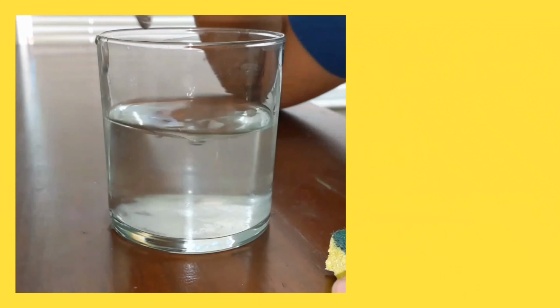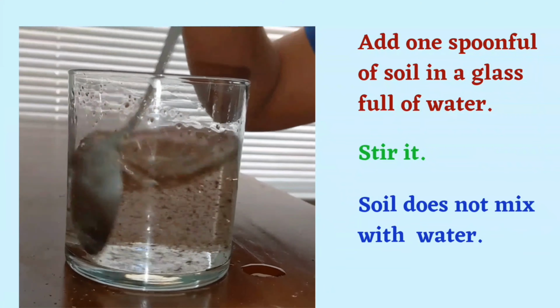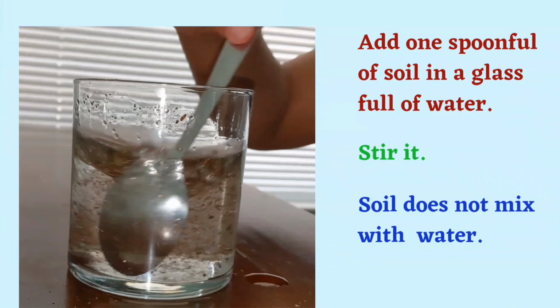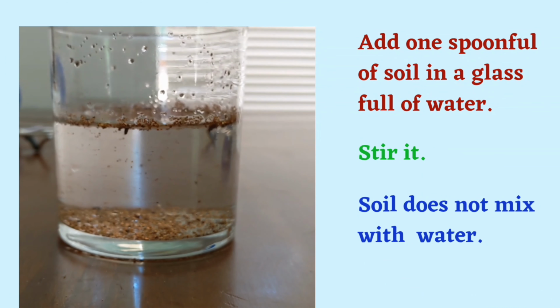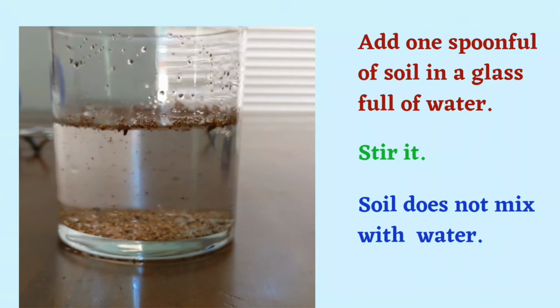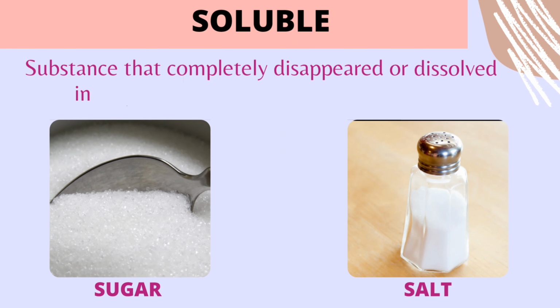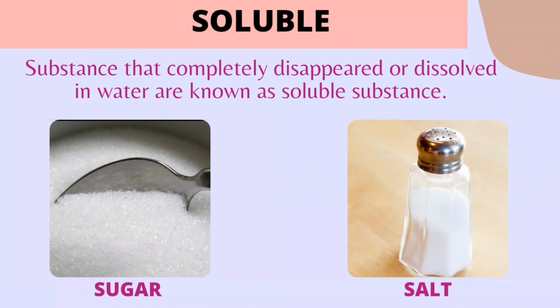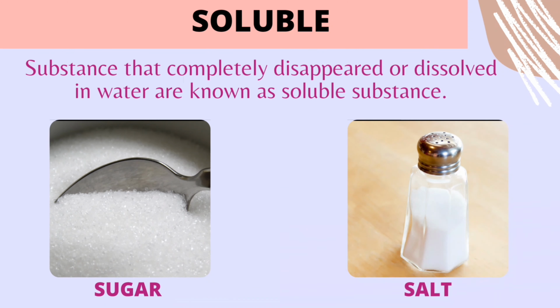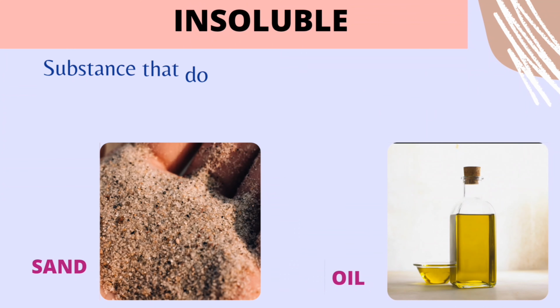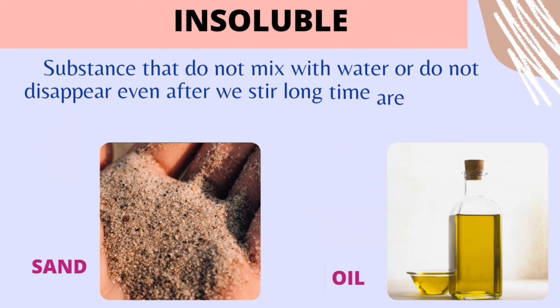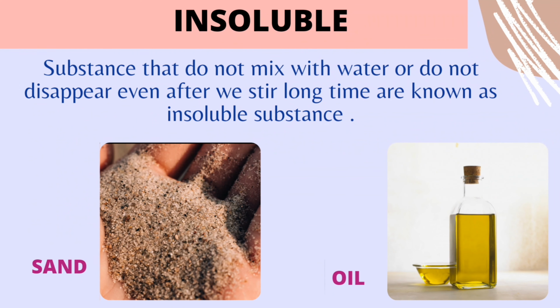In the second glass, add 1 spoonful of soil. Stir it with a spoon. You will notice that soil doesn't mix with water and it won't disappear. On the basis of solubility, materials are of two types, soluble and insoluble. Soluble substances completely disappear and dissolve in water, like sugar and salt, while insoluble substances do not mix with water or do not disappear even after we stir it for a long time, like sand and oil.